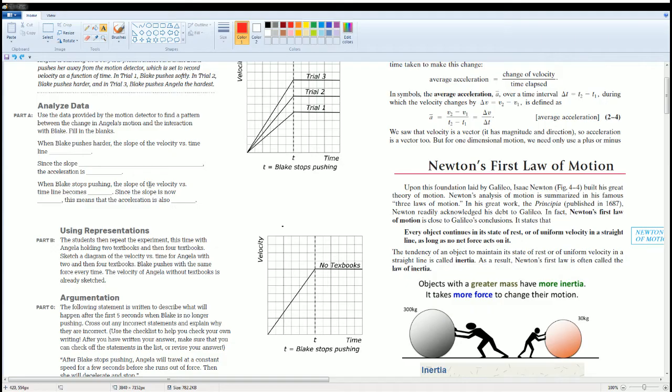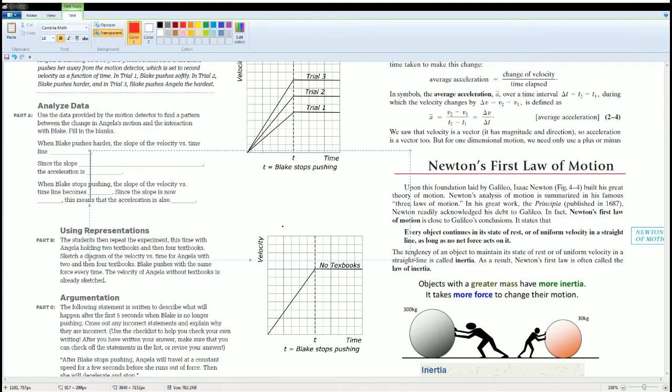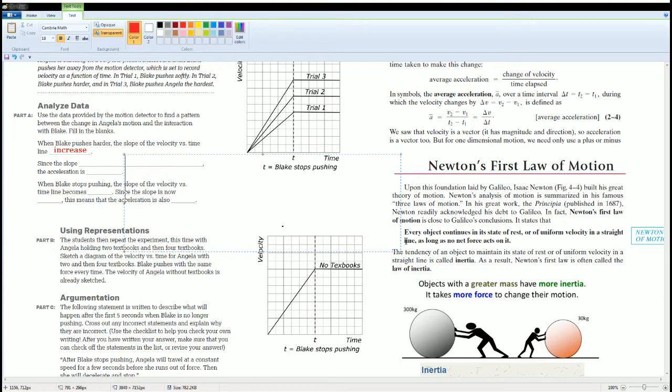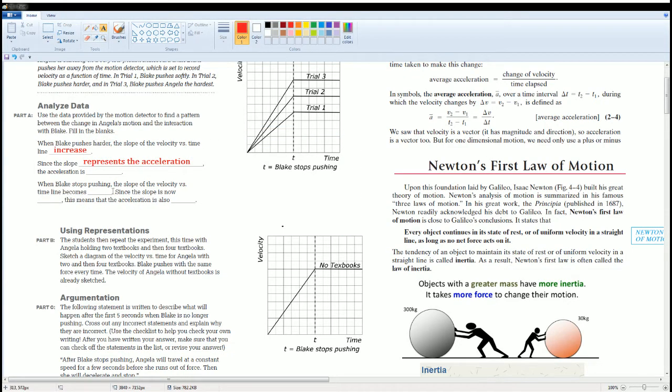Okay, let's answer part A. When Blake pushes harder, the slope of the velocity versus time graph increases. Since the slope represents the acceleration, the acceleration is larger because the slope increased.